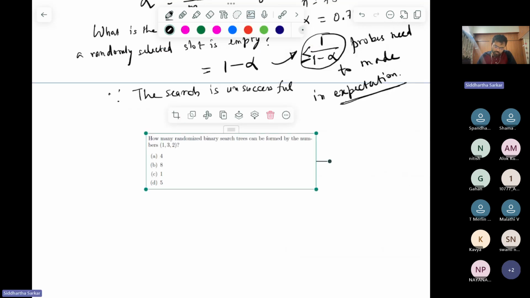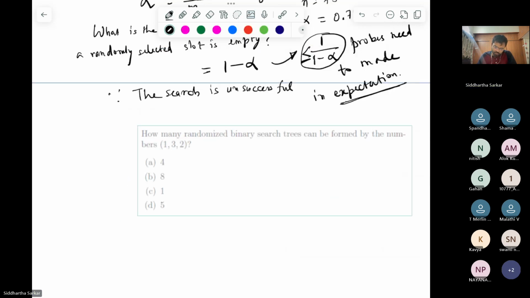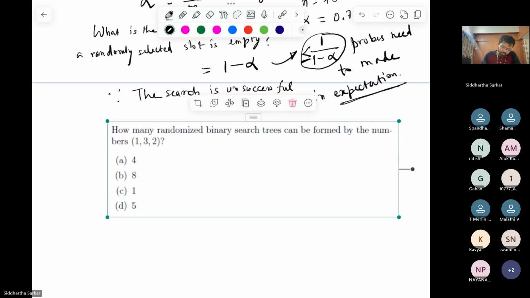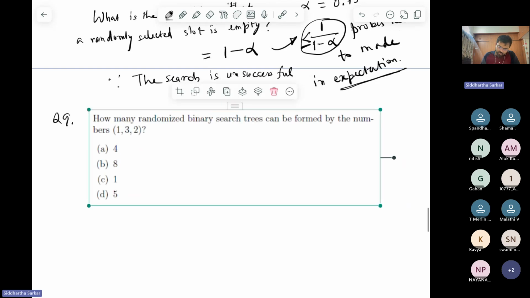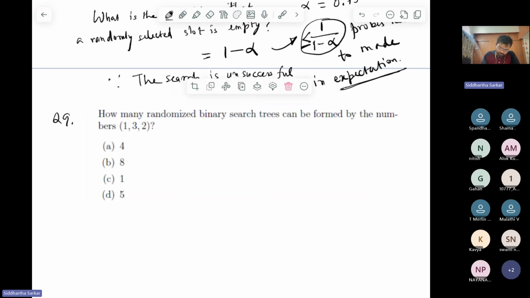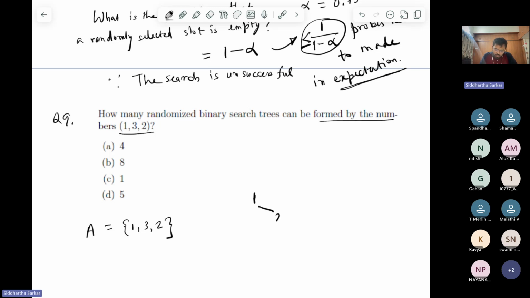So what is a randomized binary search tree? We know what a binary search tree is. A randomized binary search tree means, suppose you are given an array A, in this case 1, 3, 2. If you want to make a binary search tree out of this, you place 1, then you place 3, then 2, like this.